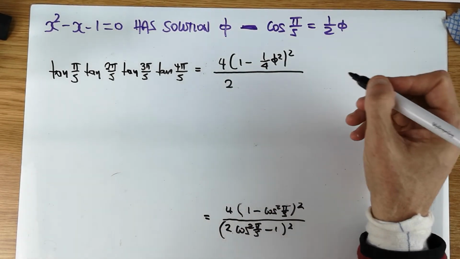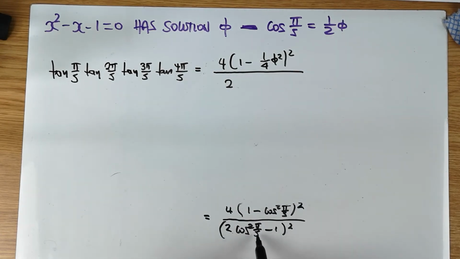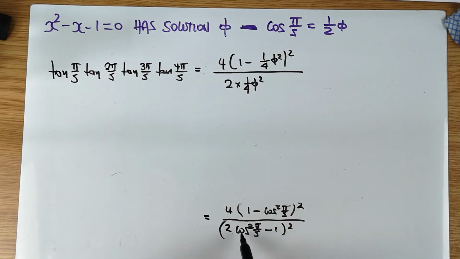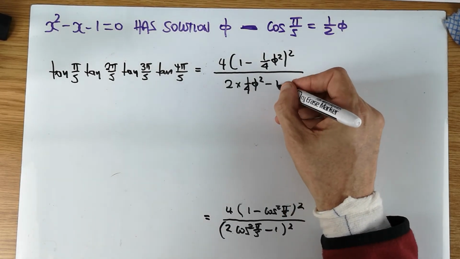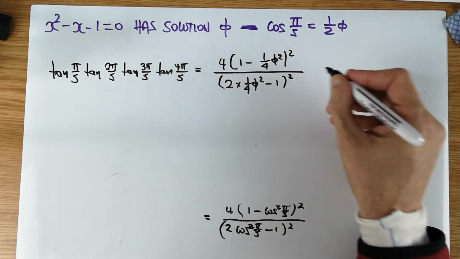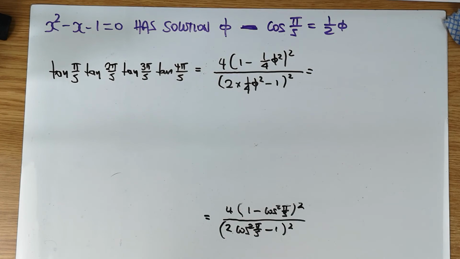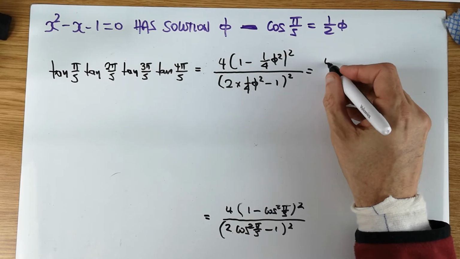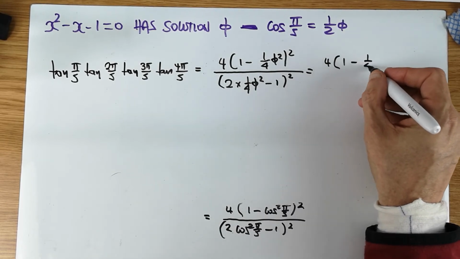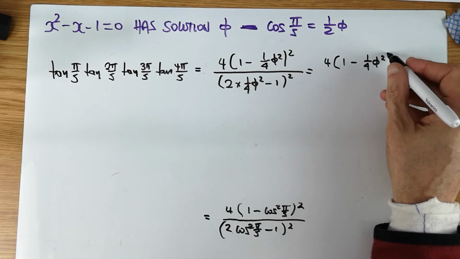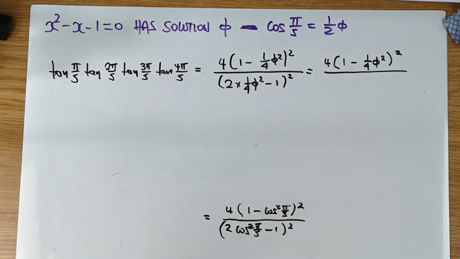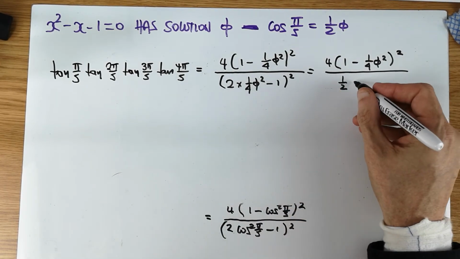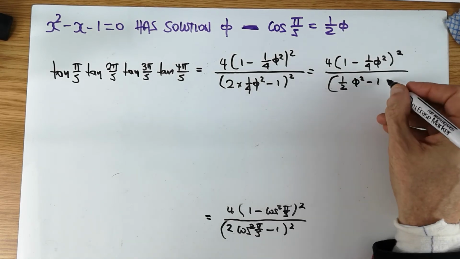And on the denominator, we've got 2 times the cos of pi over 5, which is again a quarter phi squared, minus 1 and then all squared. Tidy up time. Okay, so what I'm going to do there, probably erase the line. I'm not squaring that, and you will see why just yet. And that's half phi squared minus 1 all squared.